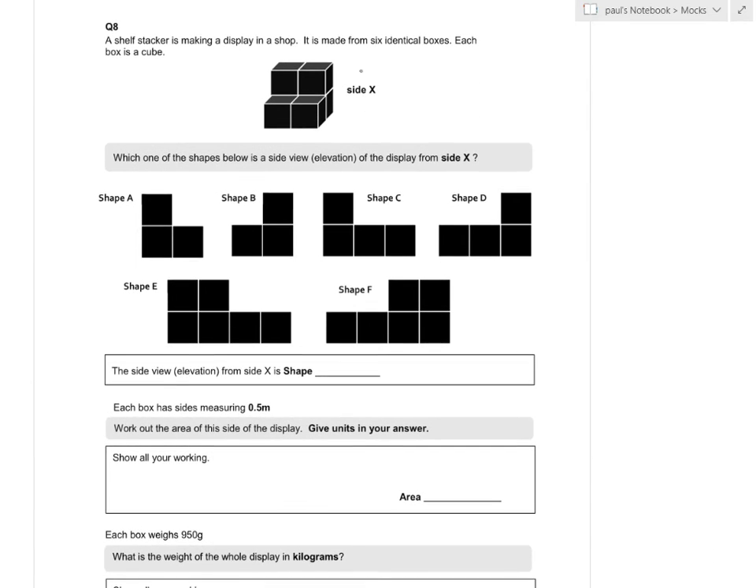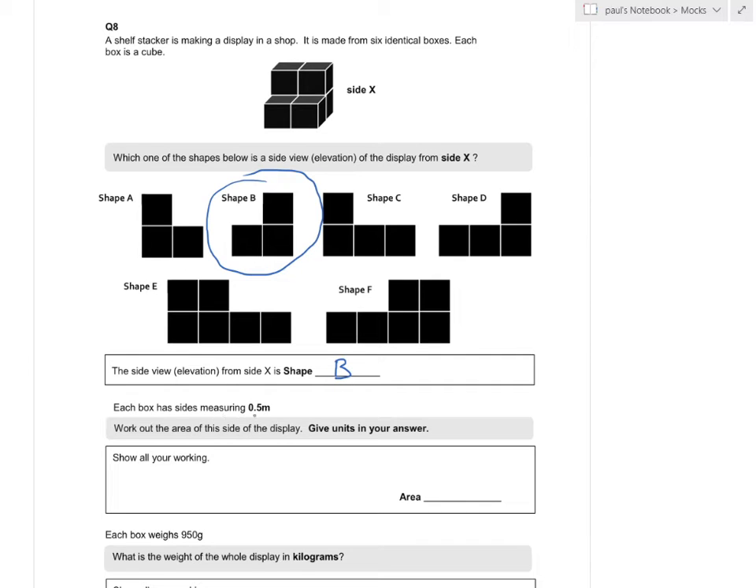A shelf stacker is making a display in the shop. It's made from this funny shape. Which of the shapes below is a side view? So side view is this one here. That one. The side view elevation is shape B.